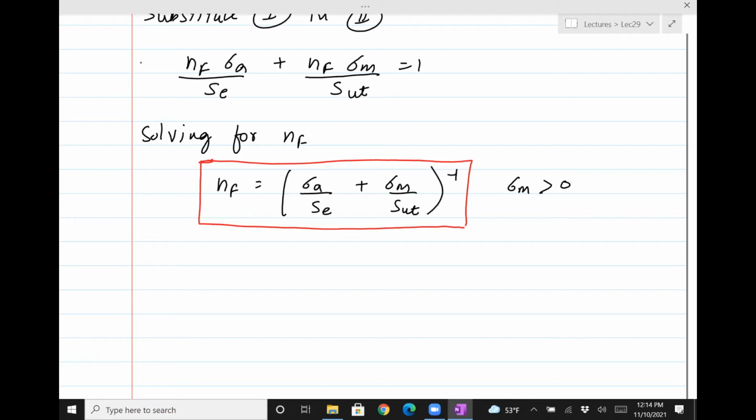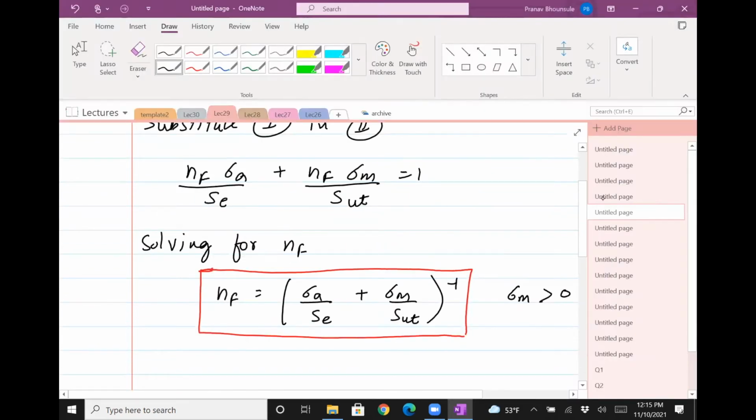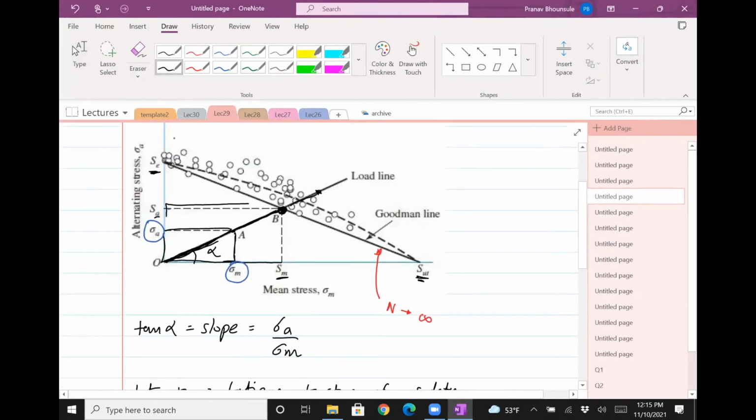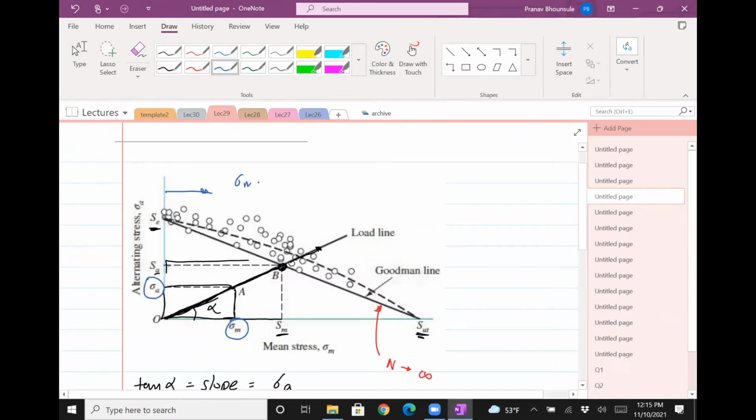Now you can do this for the other quadrant, which is when sigma m is less than 0. I'm going to show you what this looks like when you take data in the other quadrant. So far we had data only in the positive quadrant, where sigma m is greater than 0. All these circles are data points, and the Goodman line shows the line for infinite life. You can see all those circles are on top of it, which means this design criterion is very conservative. There are no points over here, and that's why it's conservative: for this point, you don't really need to be here, you can actually be right here.